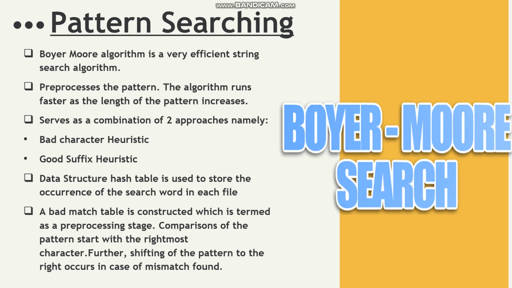We basically construct a bad match table where the table never holds elements smaller than 1. The pattern is compared consecutively to the text starting from the tail, which is the rightmost character. Once a mismatch is encountered, we shift the pattern to the right corresponding to the value in the bad match table. This algorithm is comparatively faster than the brute force search algorithm. Also, the data structure which we have implemented is the hash table. It is used to store the occurrence of the search word in each file.